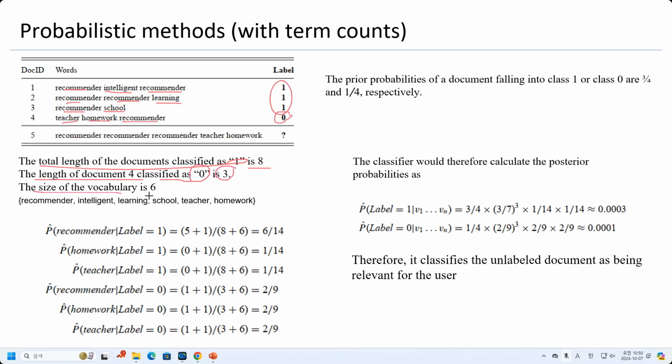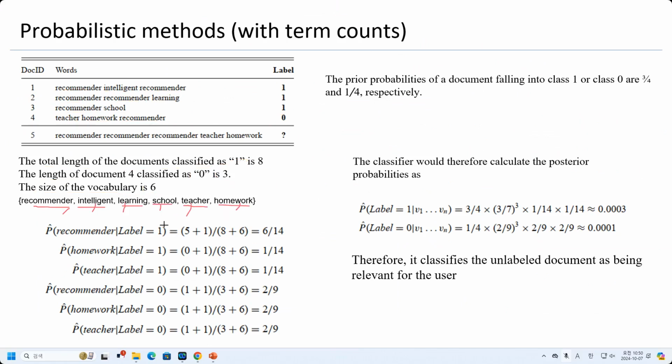The size of the vocabulary is 6. Why 6? Because we want to find only the unique words. The unique words are recommender, intelligent, learning, school, teacher, and homework. Okay, so we have 1, 2, 3, 4, 5, 6.